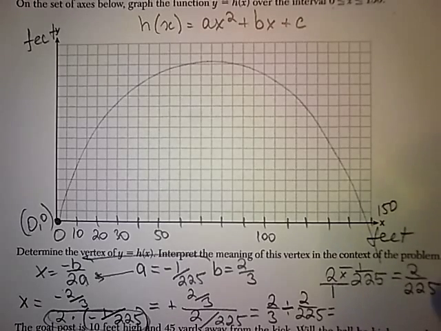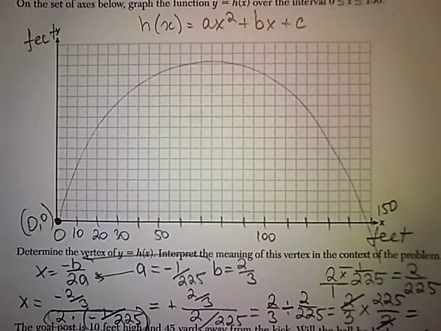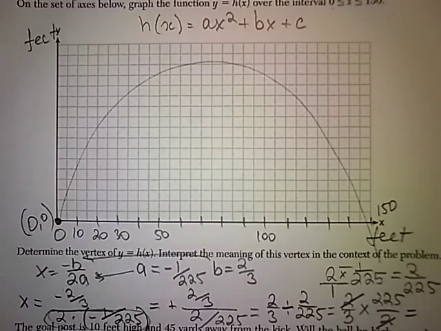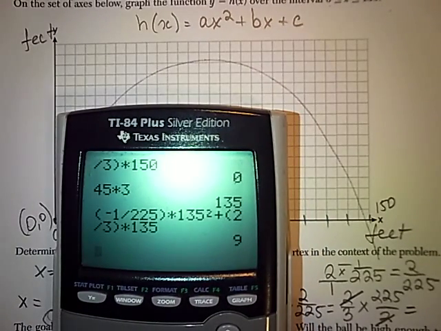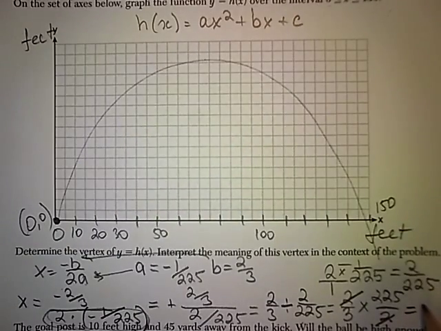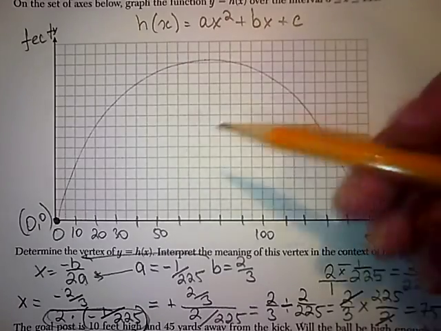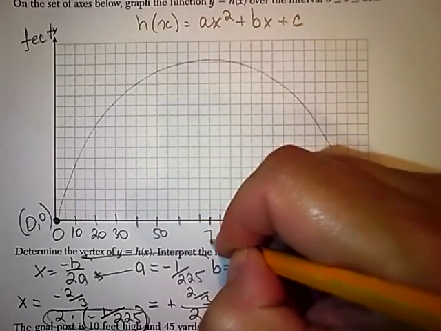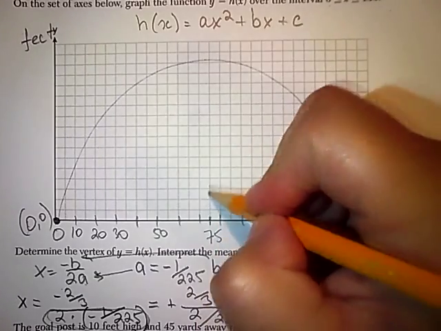I'm going to use the keep, change, flip rule to complete the division. Keep, change the operation, flip the second fraction. Cancel the 2's out. 225 over 3. Let's try to divide. 225 divided by 3 is 75. Easy. So the x-coordinate of the vertex is 75, and the line of symmetry goes through this point.